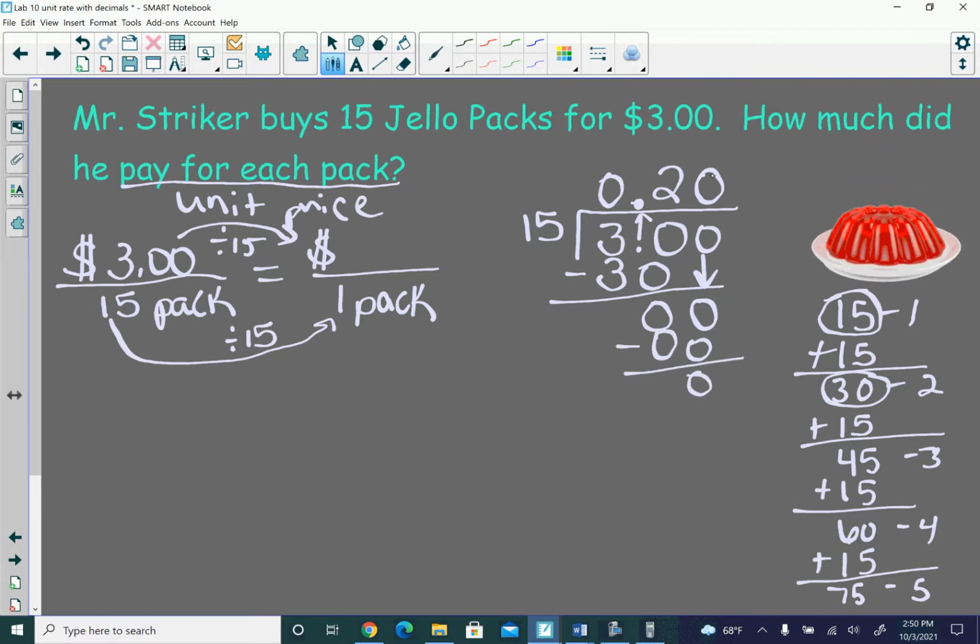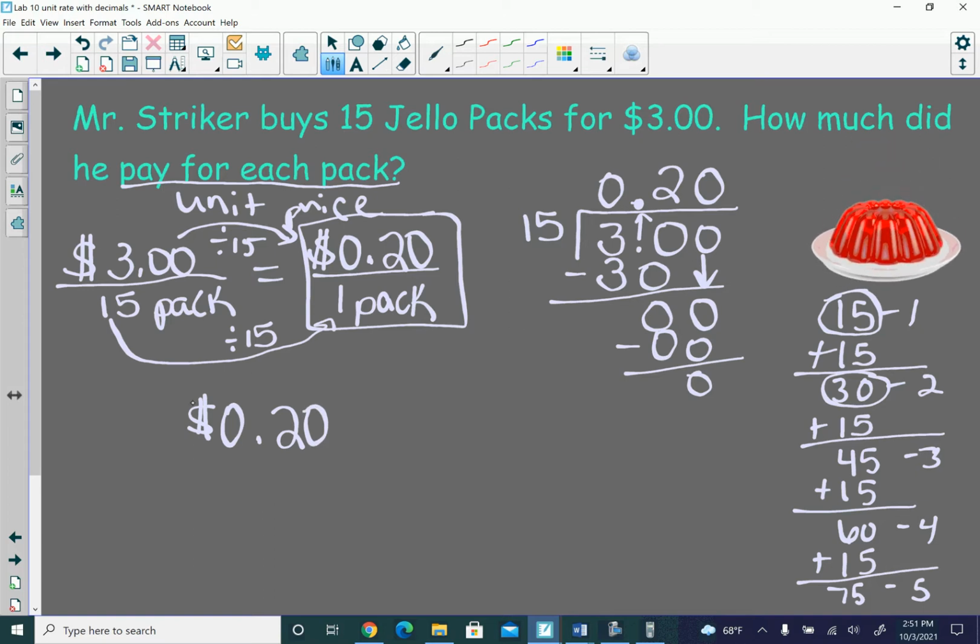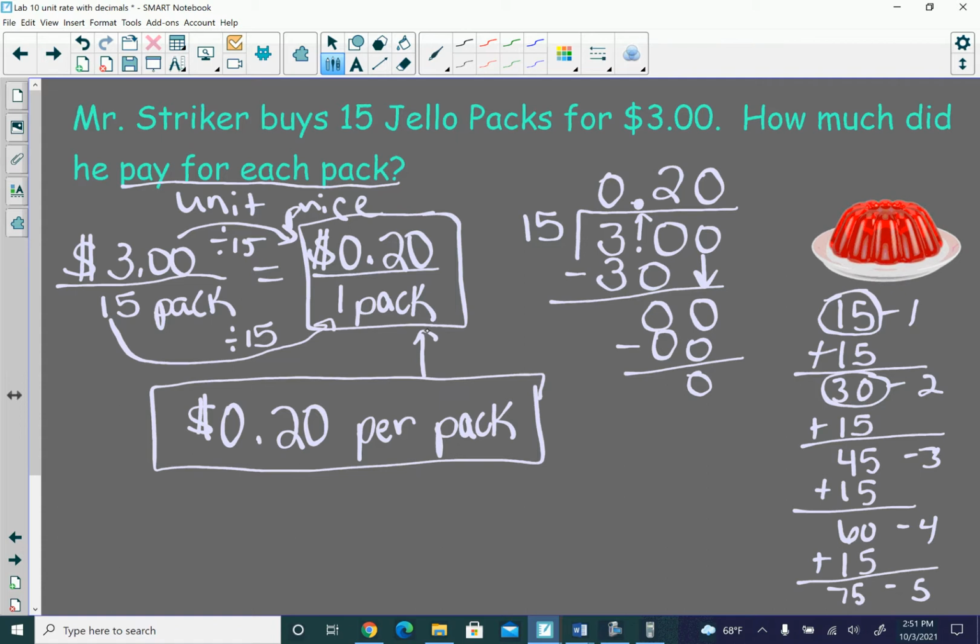So that means it's 20 cents for each pack of Jello that Mr. Striker bought. All right, so we can say 20 cents. Now notice where my dollar sign is. It's in front of the number. We read it second, but we put it in front. It's 20 cents per pack of Jell-O if you wanted. So that's the sentence I would write to match that math right there.